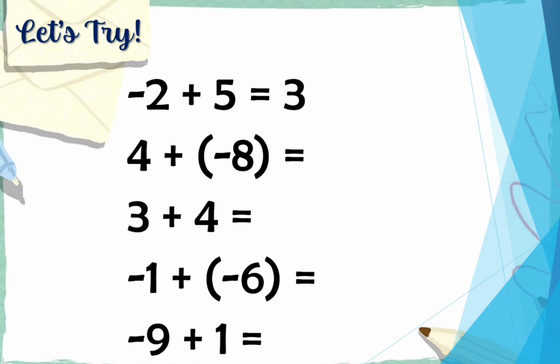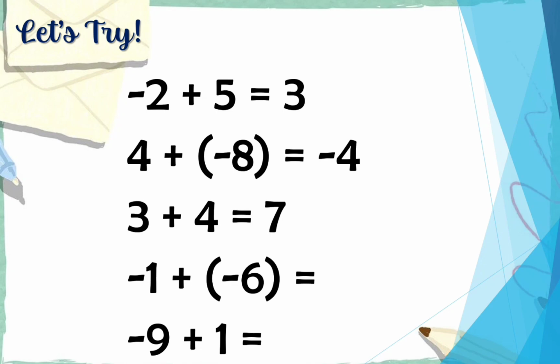Next, what is the answer? In the second example, 4 plus negative 8. The answer here is negative 4. Nag-subtract tayo kasi magkaiba sila ng signs. Next is 3 plus 4. 3 plus 4, that is positive 7. Same sign sila, parehong positive, so in-add natin yung numbers.